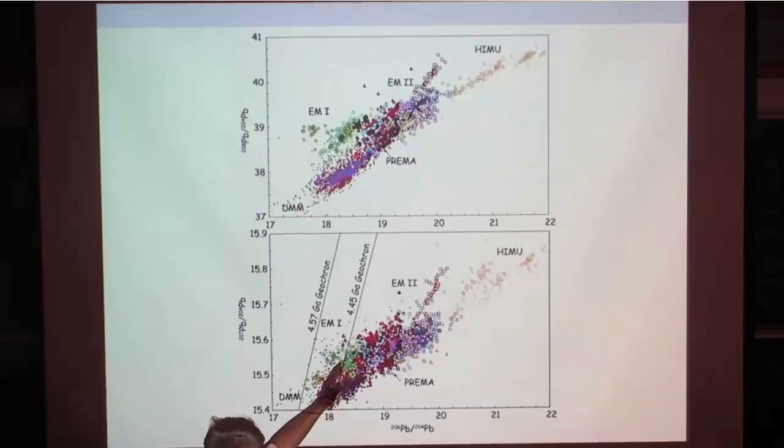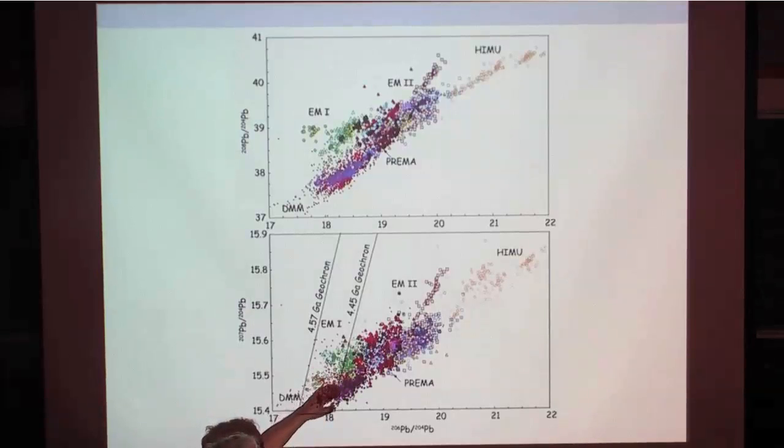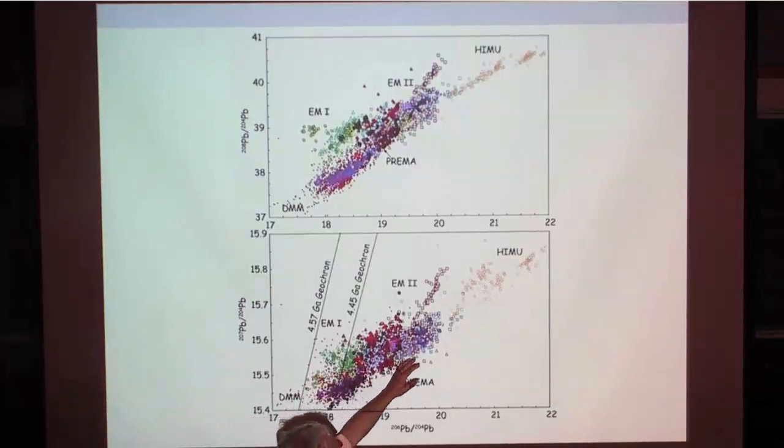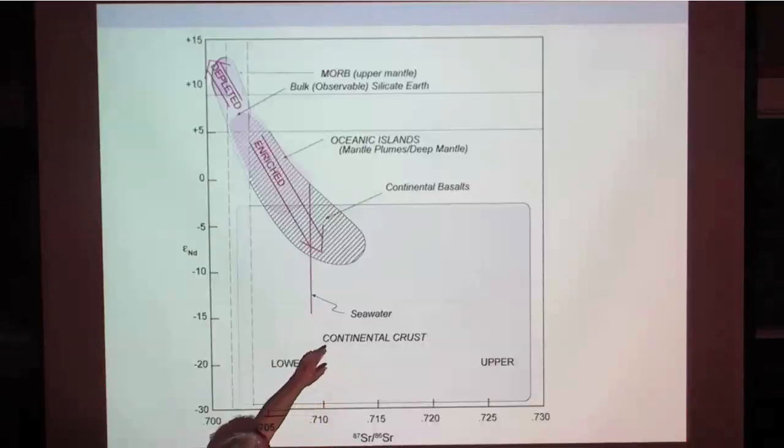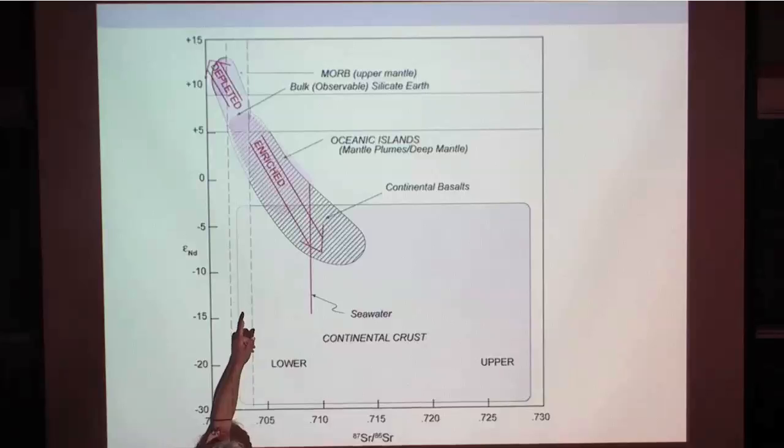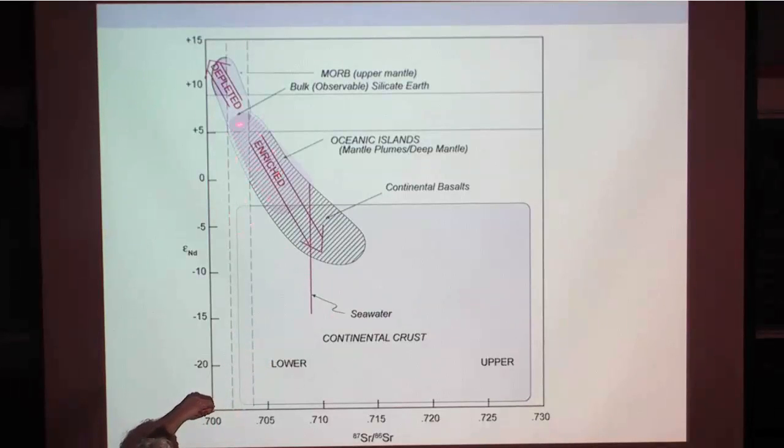And we generally think of mid-ocean ridge as if, let's go back to this diagram. The bulk silicate Earth should be in here somewhere, in this general region.